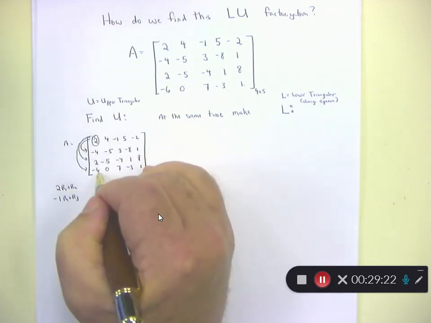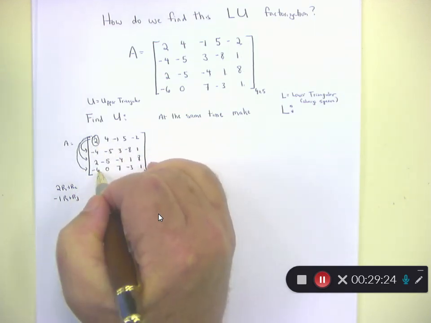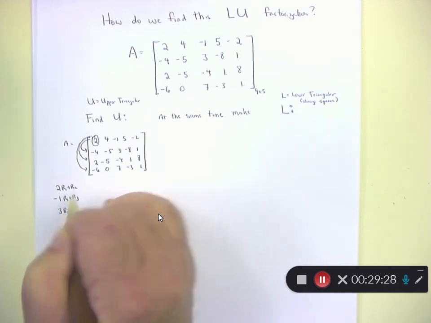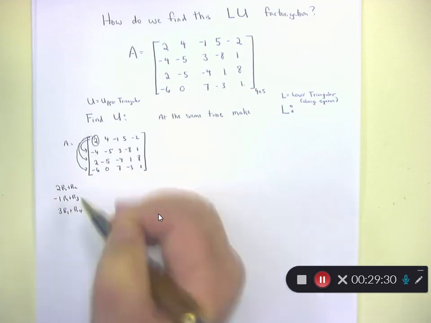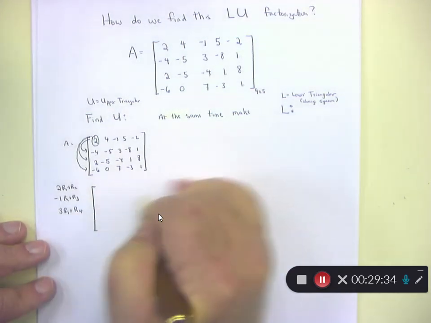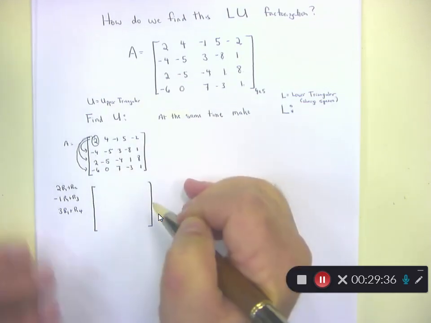And then for the third one, I got a 2. I want to kill off a negative 6. I'm going to multiply it by 3. 3 times row 1 added to row 4. And whatever row I add to is what I get. And what do I get when I do that? Okay?